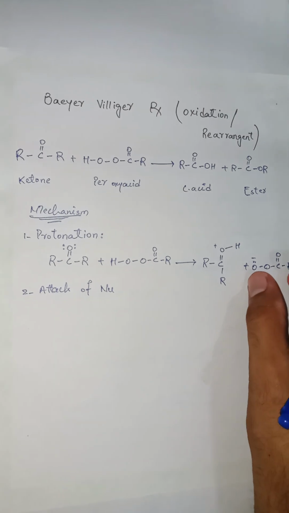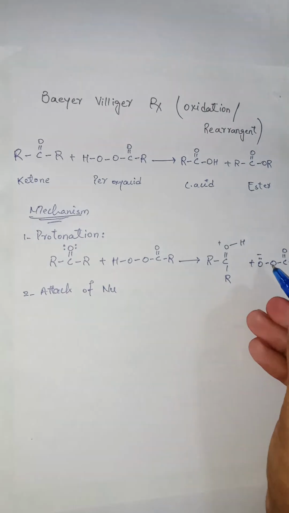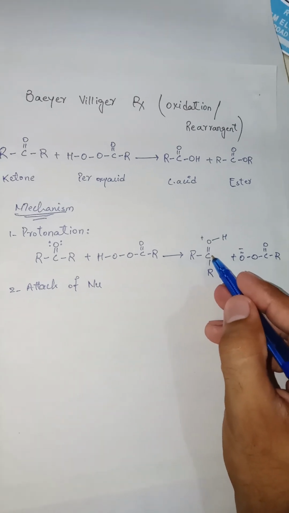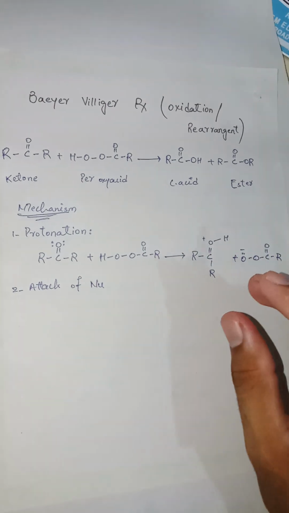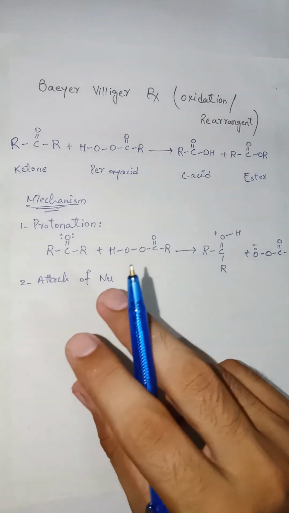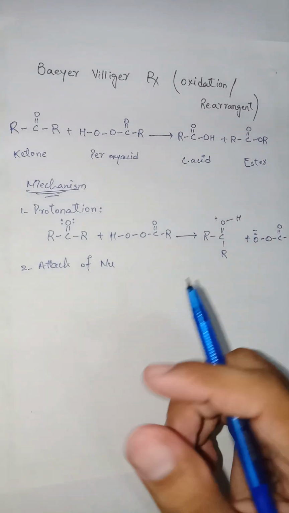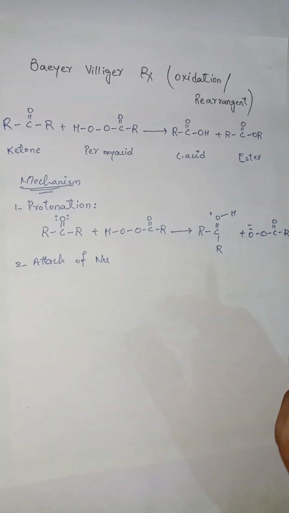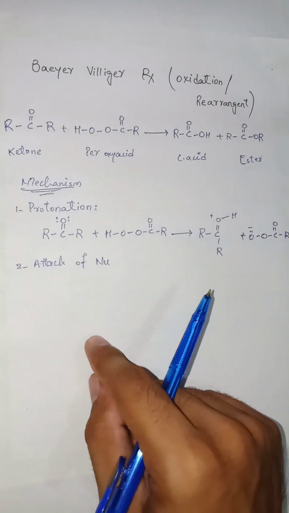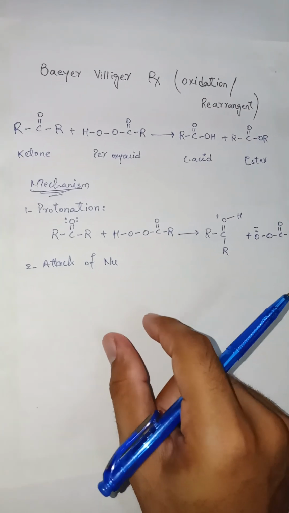This is a generated nucleophile in that reaction, in that mechanism. This oxygen will attack on that carbonyl carbon, and there is an intermediate which is called the Criegee intermediate. In this Criegee intermediate, rearrangement of atoms and distribution of electrons will form a protonated ester and a carboxylate. Then, in the last step, the proton of the protonated ester will shift towards the carboxylate and form a carboxylic acid, and an ester will be there.